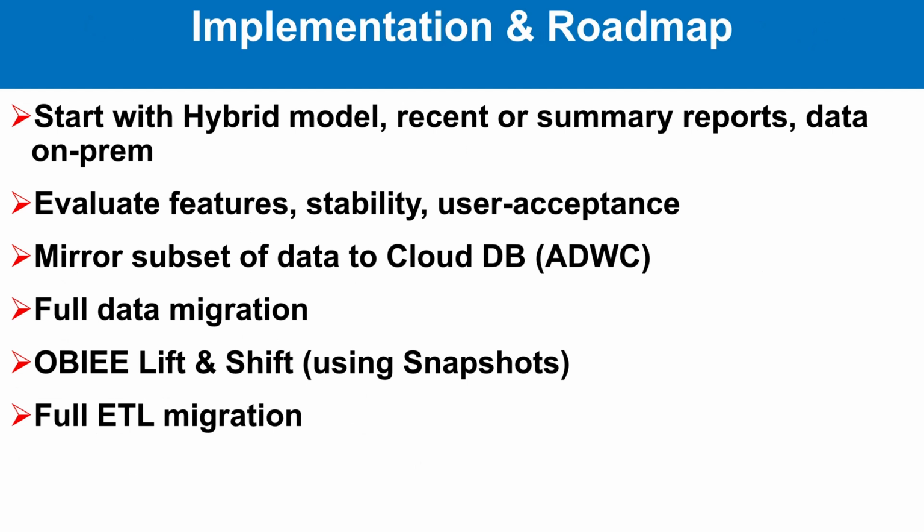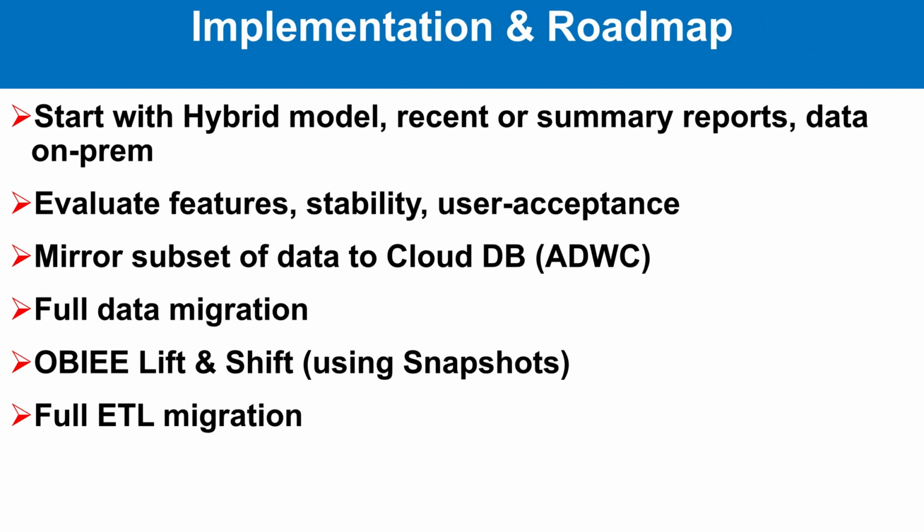Implementation and roadmap. This is the roadmap that we recommend over the multiple migrations that we've conducted. This is what we've come up with to be the best method for anyone starting out. Start with the hybrid model. Only move the recent or summary reports and keep the data on premise. Evaluate the features, stability, and the user acceptance.